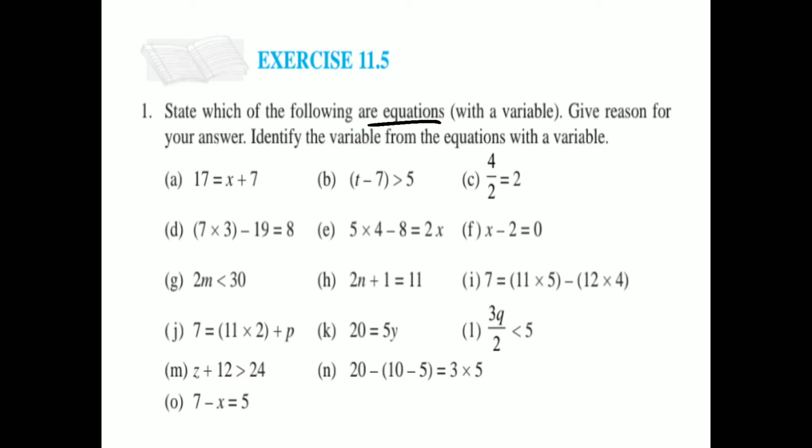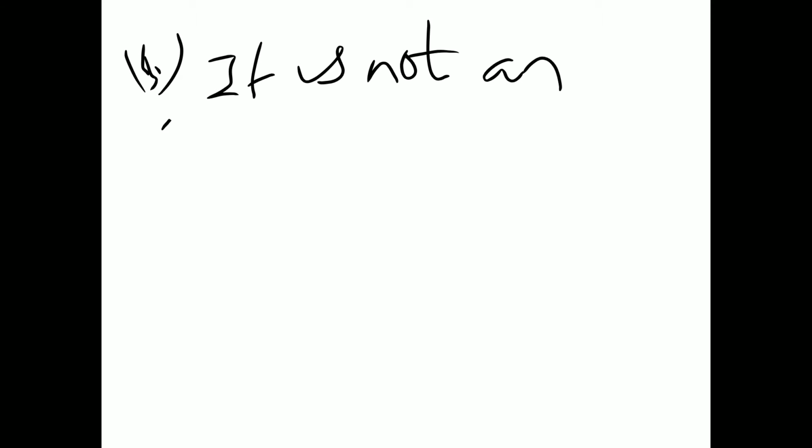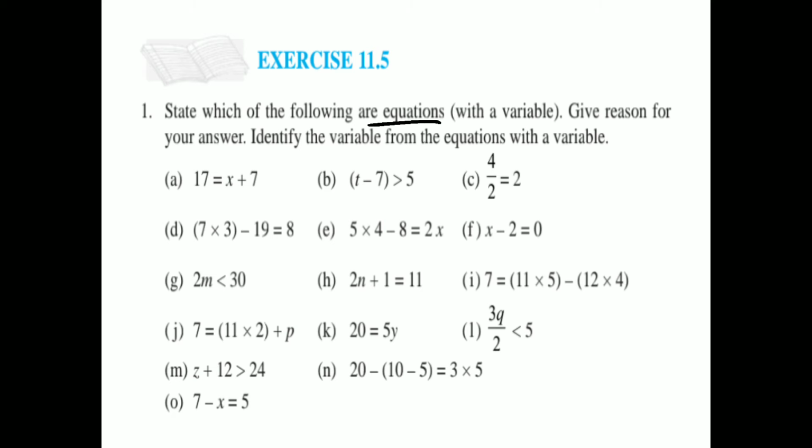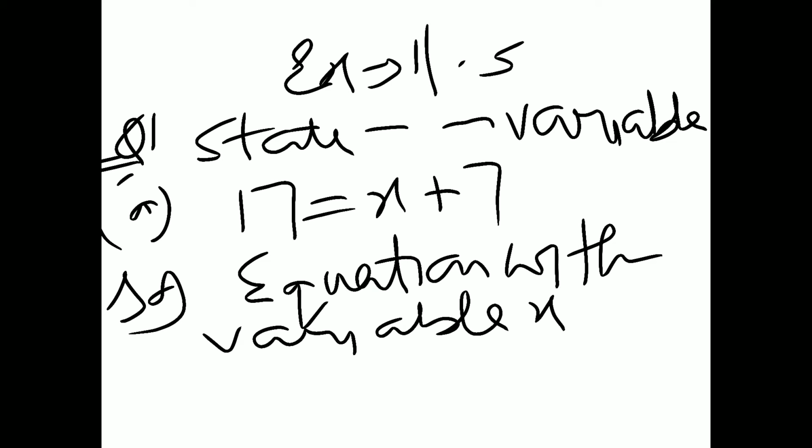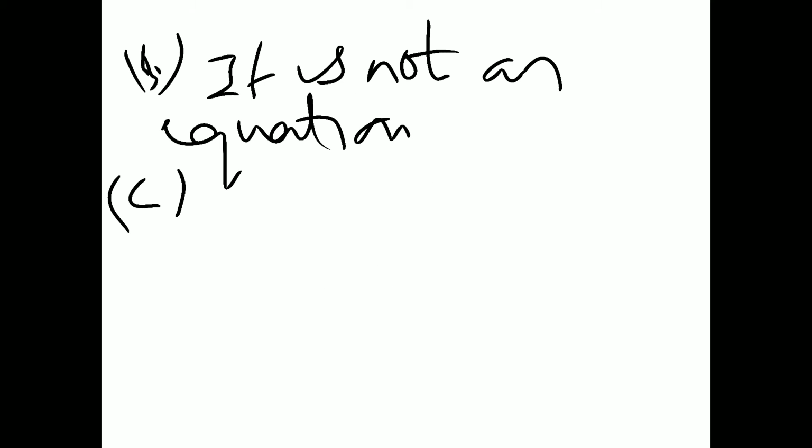Now for the rest of the parts I will write only the answer. B is an equation? No, you write B, it is not an equation. C part, check it out. In C part, they have written 4 by 2 is equals to 2. There is an equal sign, so it is an equation, but it is a numerical equation. Is any variable there? No, because it is a numerical equation.